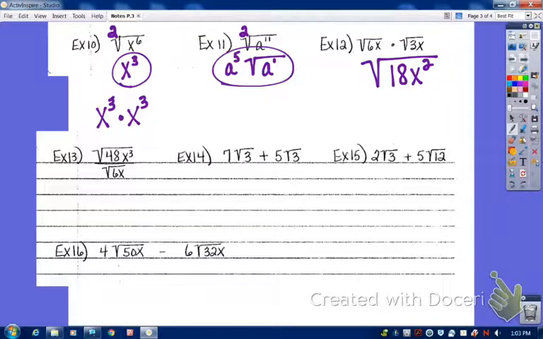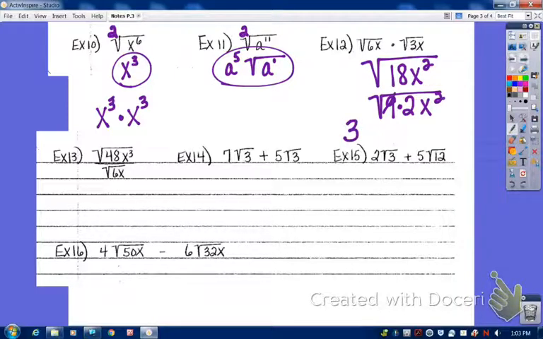Is 18 a perfect square? No, what's the largest perfect square that will go into 18? 9. So I'm going to break 18 down into 9 times 2. And then I'm just going to write my x squared. Then I'm going to take the square root of everything I can take the square root of. So can I take the square root of 9? Yes, the square root of 9 is 3.